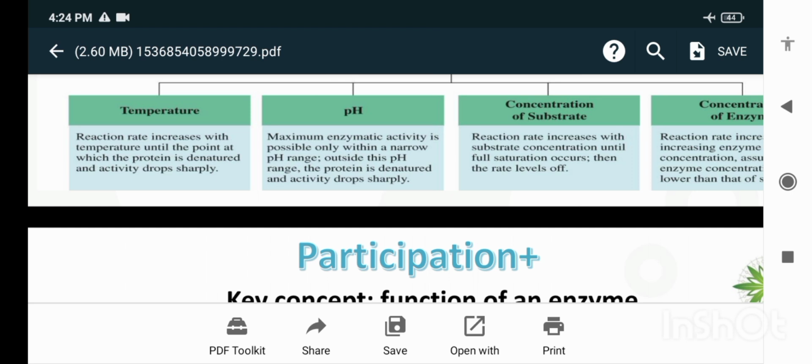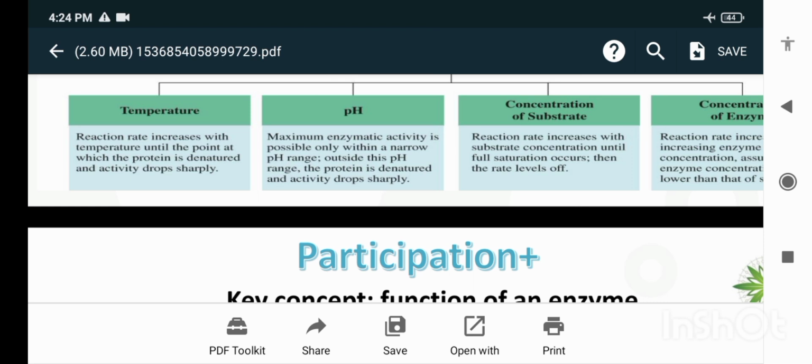Reaction rate increases with the temperature until the point at which the protein is denatured and activity drops sharply. pH. Maximum enzyme activity is possible only within a narrow pH range. Outside this pH range, the protein is denatured and activity drops sharply.